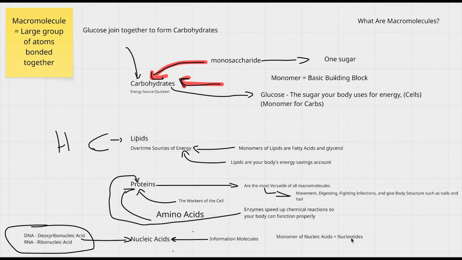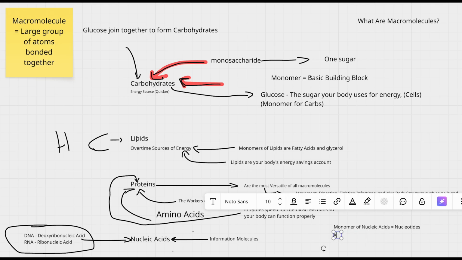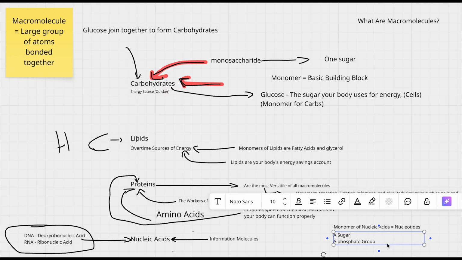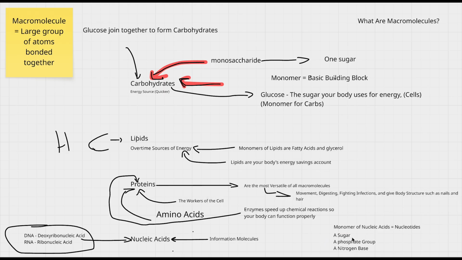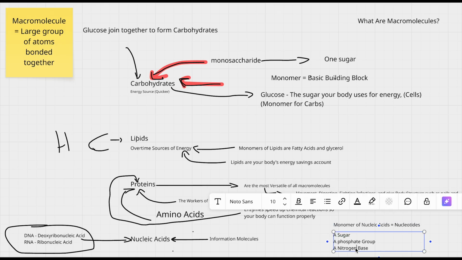Okay, and each nucleotide has three parts. Let's first describe which they are. So the first one is a sugar. A phosphate group is the second one. So a sugar, a phosphate group, and the last one is a nitrogen base. These are the three things that make up nucleotides, the building blocks of nucleic acids.